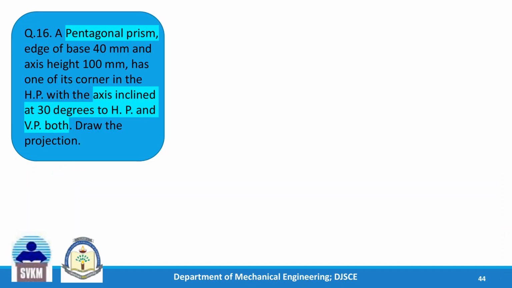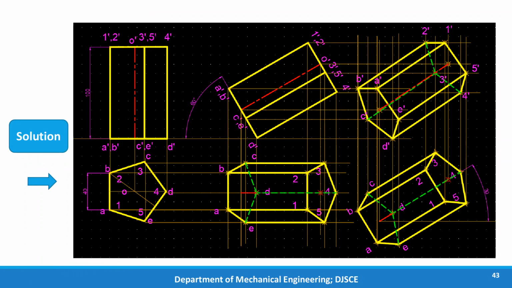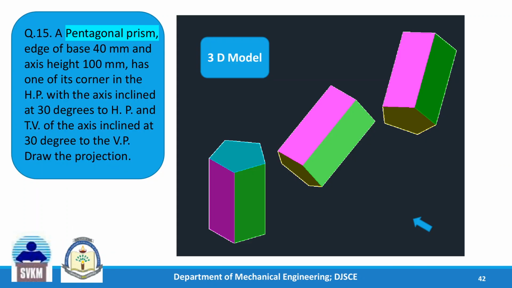Let us move to this sum. Pentagonal prism, edge of base 40 mm and axis height 100 mm, has one of its corners in the HP with the axis inclined at 30 degrees to HP and VP both. Draw the projection. Almost similar to the previous sum. You can see that everything is the same except this last sentence here.